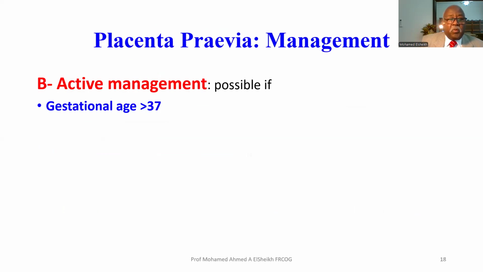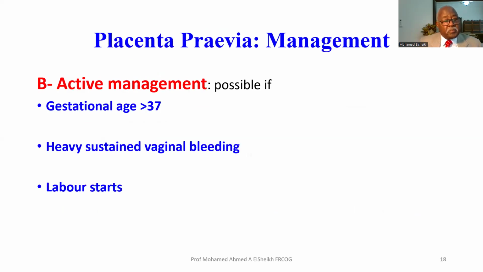What is the active management? Active management is possible if the gestational age is over 37 weeks. Then there is no point in expectant management. Already the fetus is mature enough. If there is heavy sustained vaginal bleeding, irrespective of gestational age, you can deliver her. Or if labor starts, she came to you in labor, so you manage accordingly.